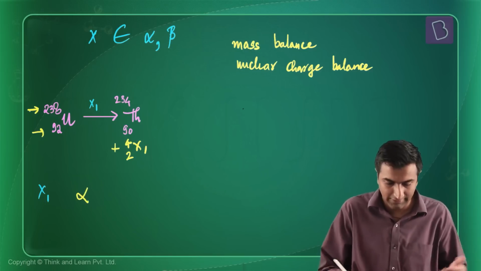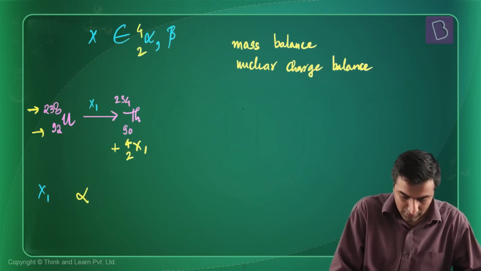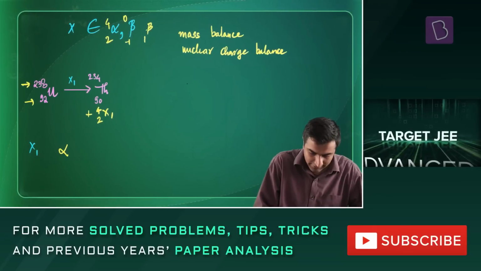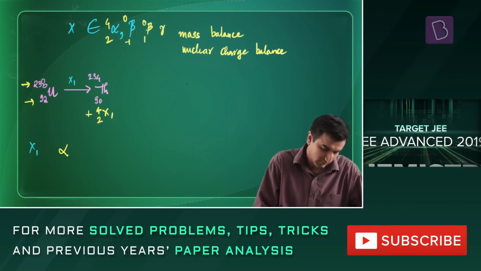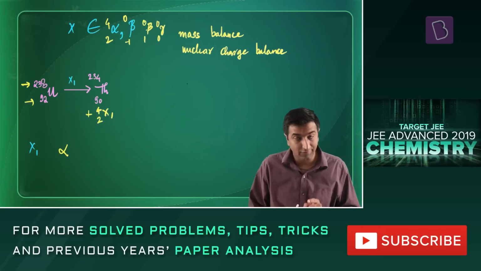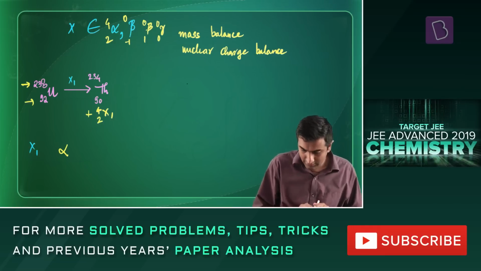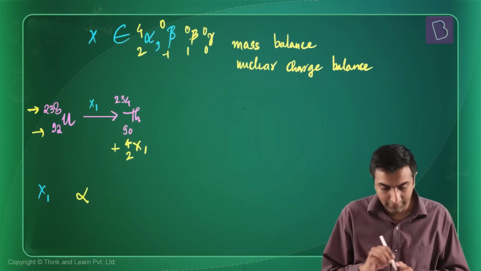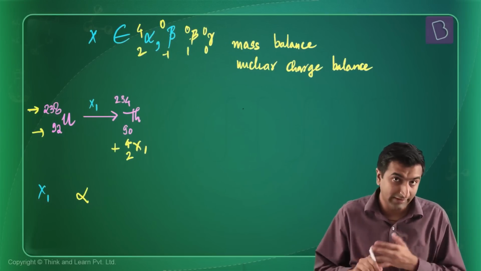We just wrote that down. Alpha is basically 4, 2. Beta is 0 and -1. And if you want to write down positron, that's 0 and +1. And gamma is just nothing else. It's got no mass and no nuclear charge. So this one's alpha for sure. Now, I can go through the motion, then I'll do that slowly. But you have a trick to figure out that it's only alpha and beta, nothing else.